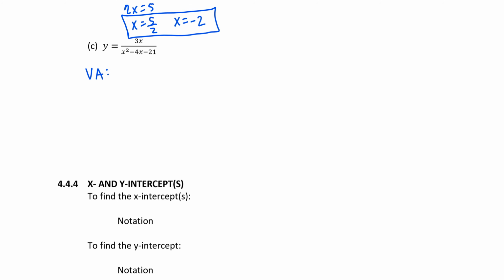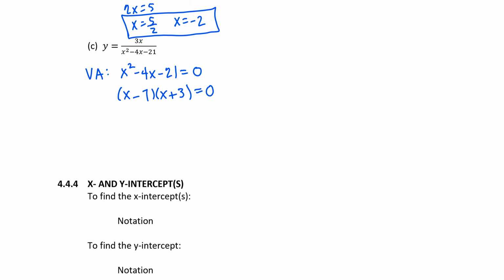We're starting with the vertical asymptotes. Remember, vertical asymptotes occur at zeros of the denominator. In this case, we're going to need to solve a quadratic equation. We can do that by factoring. And remember, if you're not a fan of factoring, you can always use the quadratic formula, or you can even now use the synthetic division process to find your factors. That's an option as well.